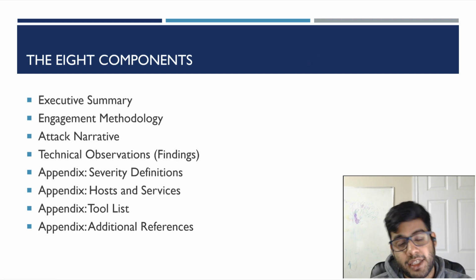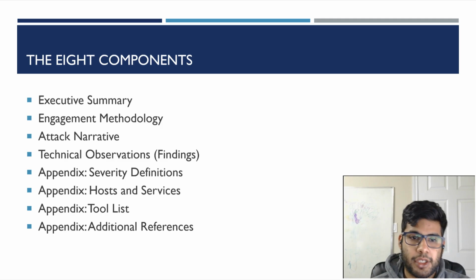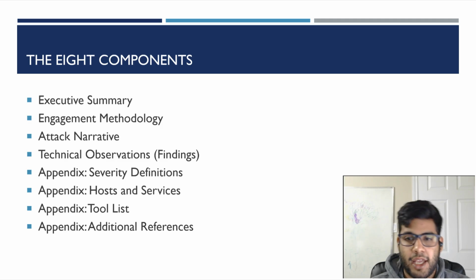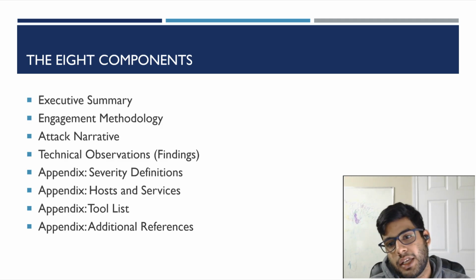The chapter defines 8 components that every professional pentest report should have. You have got the executive summary, the engagement methodology, the attack narrative, and the technical observations. Those are the main body. Then for appendices, severity definitions, hosts and services, tool list, and additional references. The author says you might see extra sections in some reports depending on the company, but these 8 exist in every good report you will ever read.